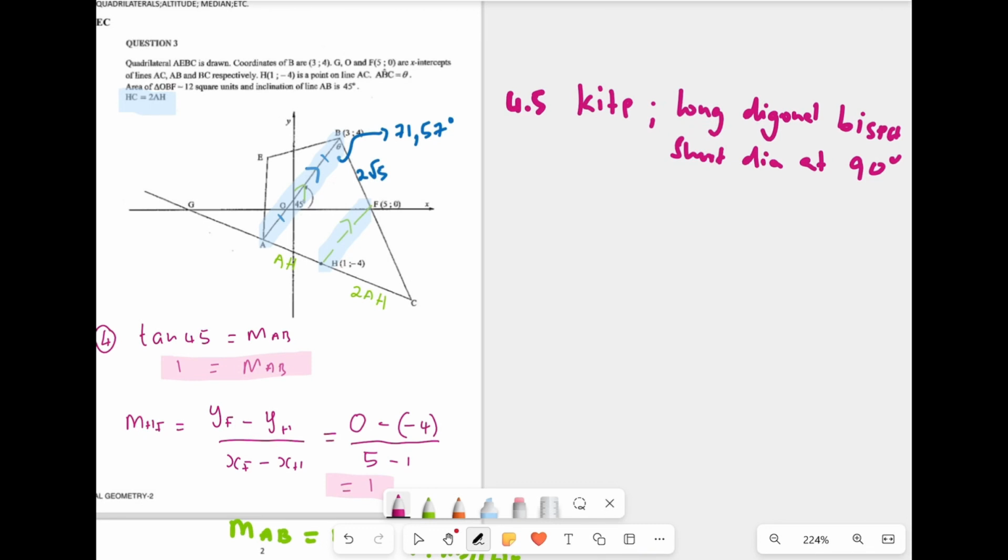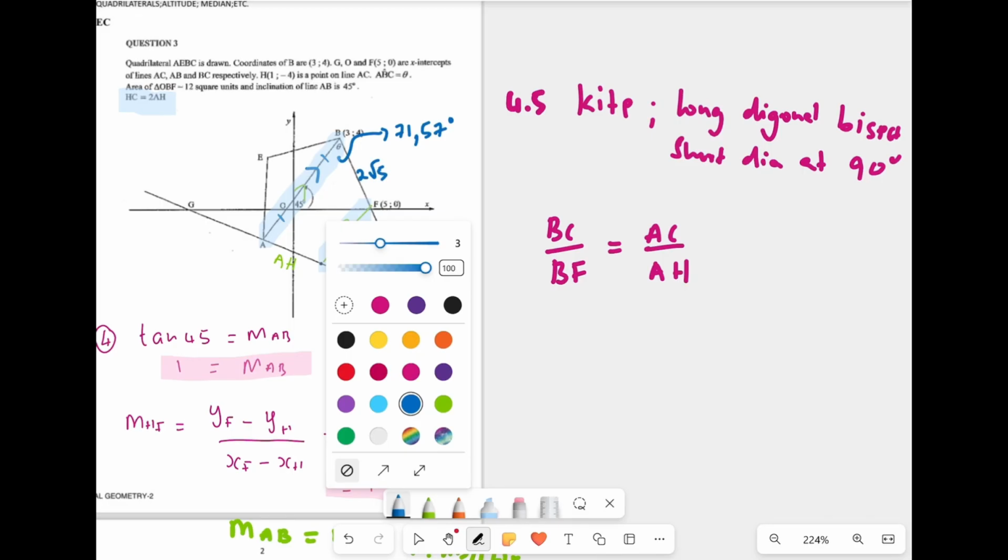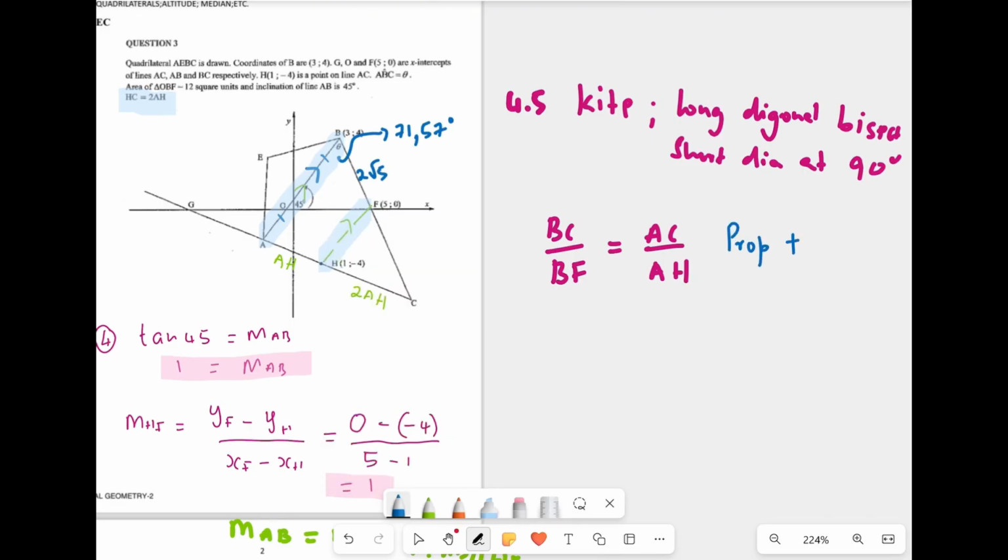So we can say, AB, not AP, but we can say BC over BF is always equal to AC over HA or AH. So why? This is a proportionality theorem. You just write the proportionality theorem. Remember, if you are using the proportionality theorem, you need to mention the lines that are parallel. We have proved that AB is parallel to HF. So we can use the proportionality theorem.